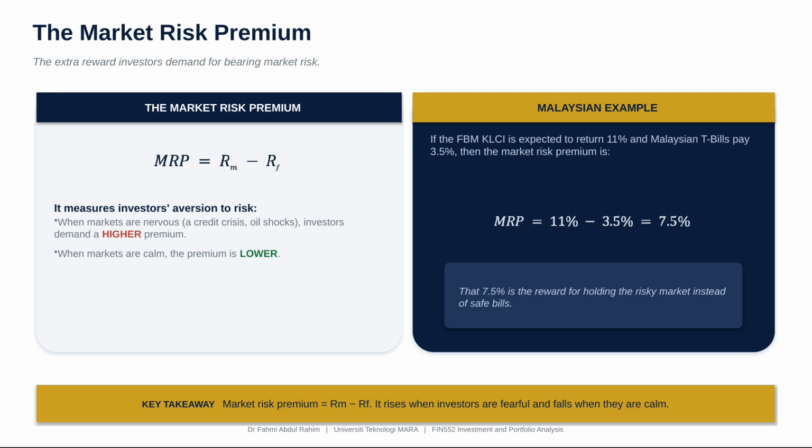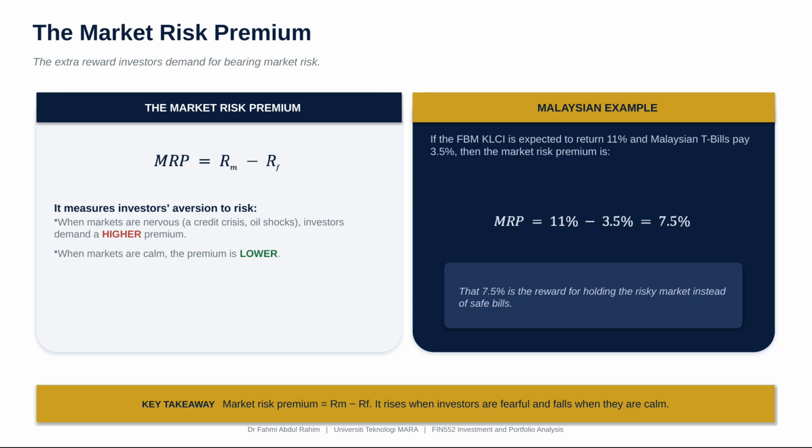Now here is the lovely intuition. The market risk premium is really a measure of how fearful or how relaxed investors are, their aversion to risk. When markets are nervous, during a credit crisis or an oil shock, investors become frightened and demand a higher premium to be tempted into risky shares at all. When markets are calm and confident, they are content with a lower premium. So the premium moves with the mood of the market.